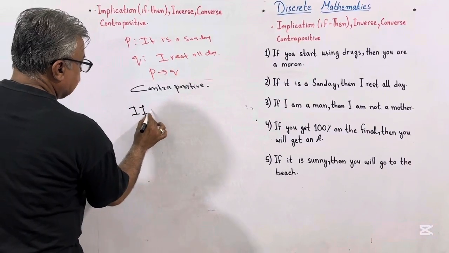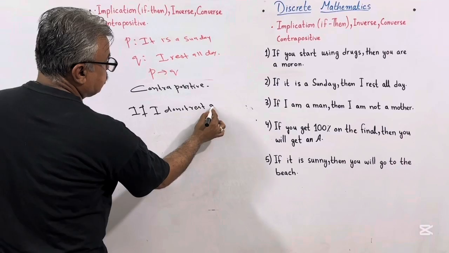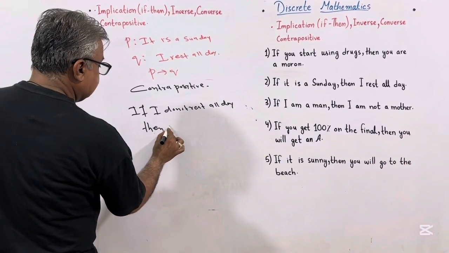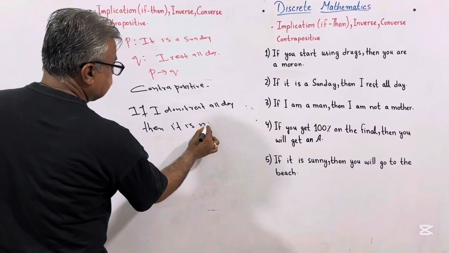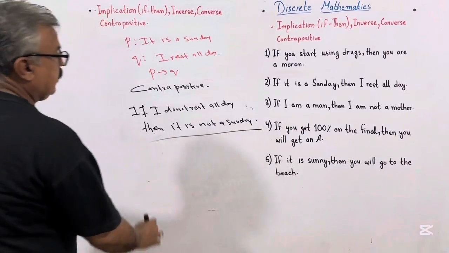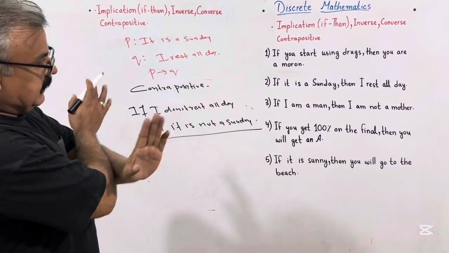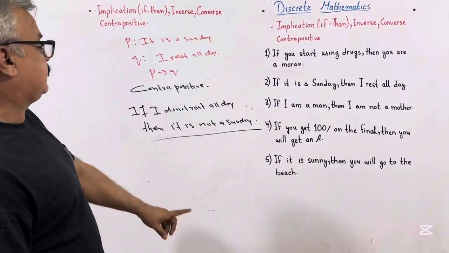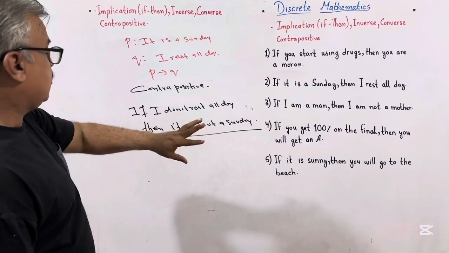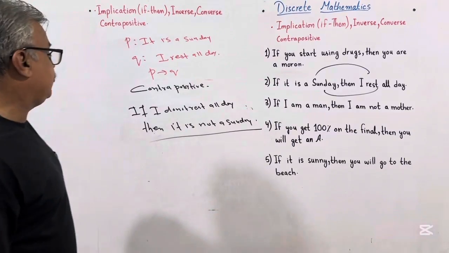If I do not rest all day, then it is not a Sunday. We find the converse as well as the inverse. Converse plus inverse is known as contrapositive, at a time. Converse means changing their positions. Inverse means writing their negatives.